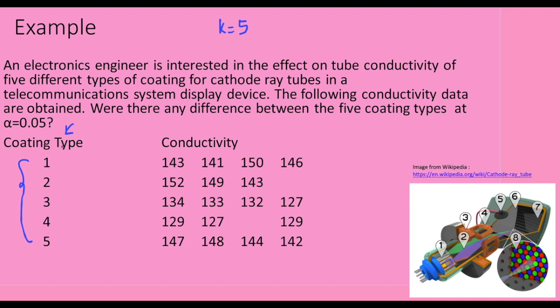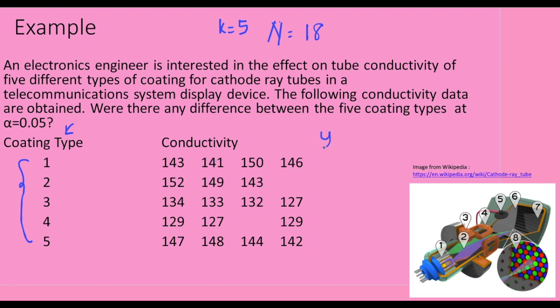Now, the number of observations, n, is different for each coating type. For coating type 1, the number of observations is 4, and for coating type 2, the number of observations is 3. We will deal with this later on. But first, the capital N or the total number of items is 18. How do you calculate that? You simply count the number of data that you have. So 1, 2, 3, 4 up to 18.